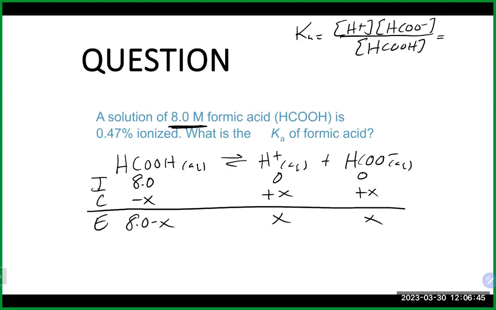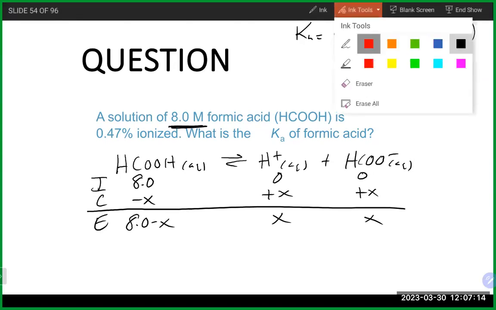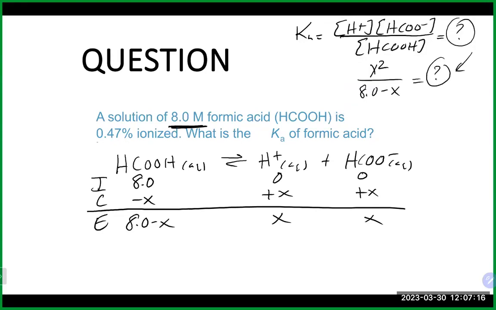So if we roll through this problem like normal, we get a very similar ICE table. Now normally what we would do is stick those into X squared divided by 8 minus X equals our Ka value. The problem, though, is that is what we are looking for. So we need to look at the other piece of information given to us, and that is where the percent ionization comes in handy here. We are told that it is 0.47% ionized.